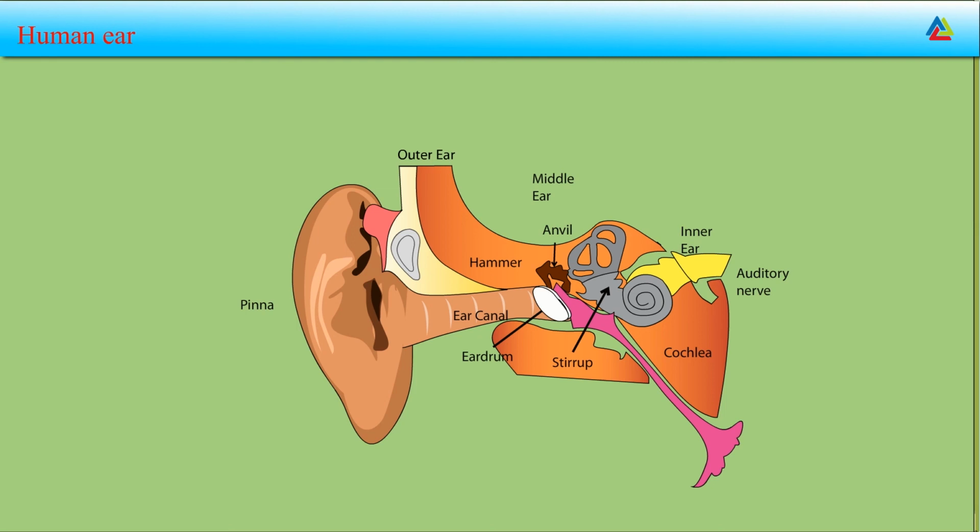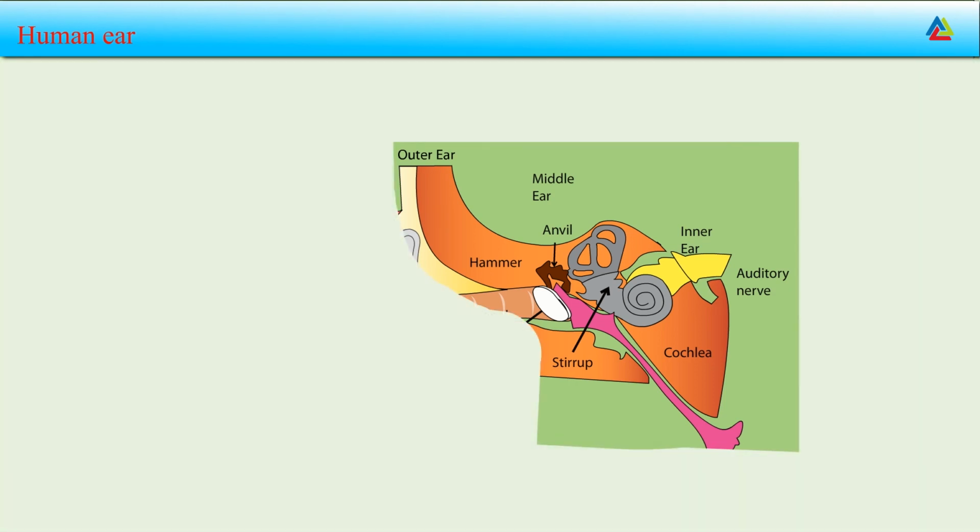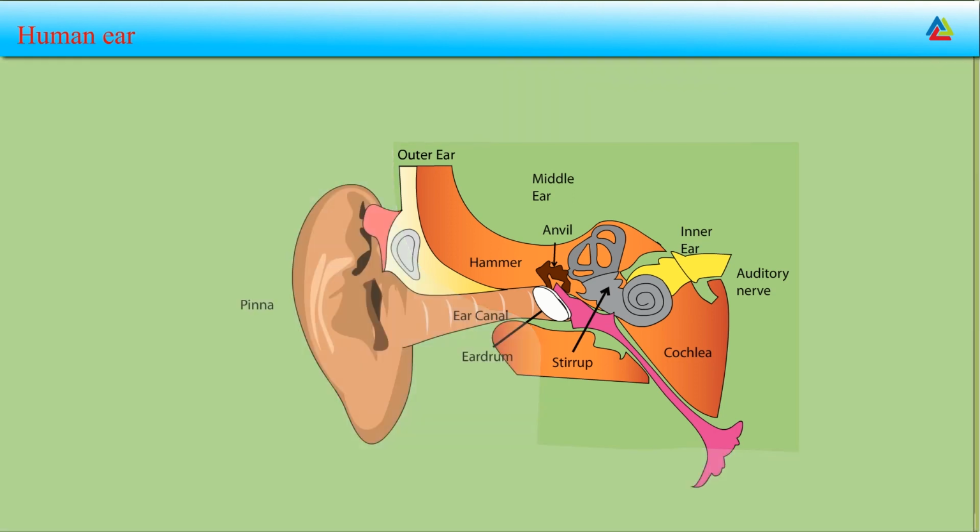Vibrations are amplified in the middle ear and then transmitted to the inner ear. In the inner ear, the pressure variations are turned into electrical signals by the cochlea. These electrical signals are sent to the brain via the auditory nerves, and the brain interprets them as sound.